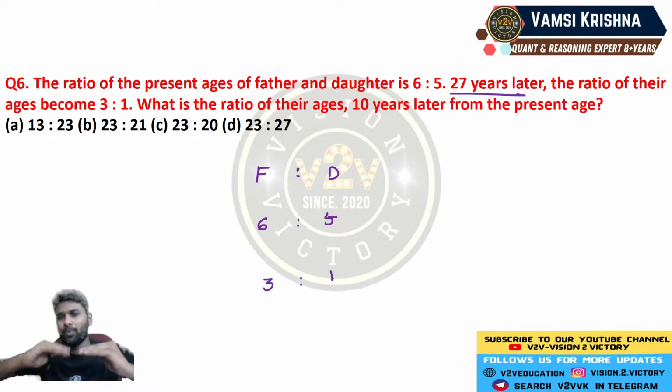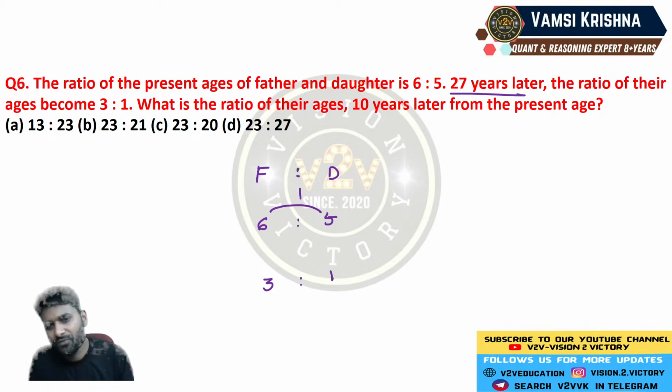Why? Because both are increases of 27 years, the time gap must be the same. Then what can we do? Now find the difference of these two. It's a difference of 1. Find the difference of these two. It's a difference of 2.